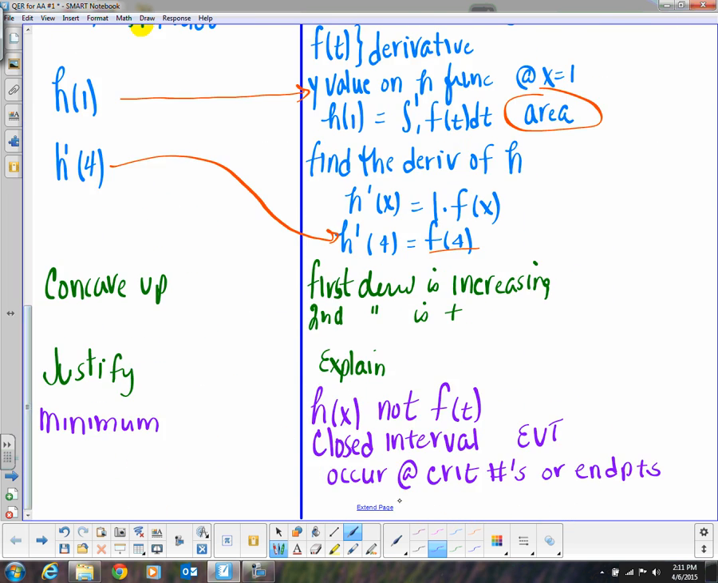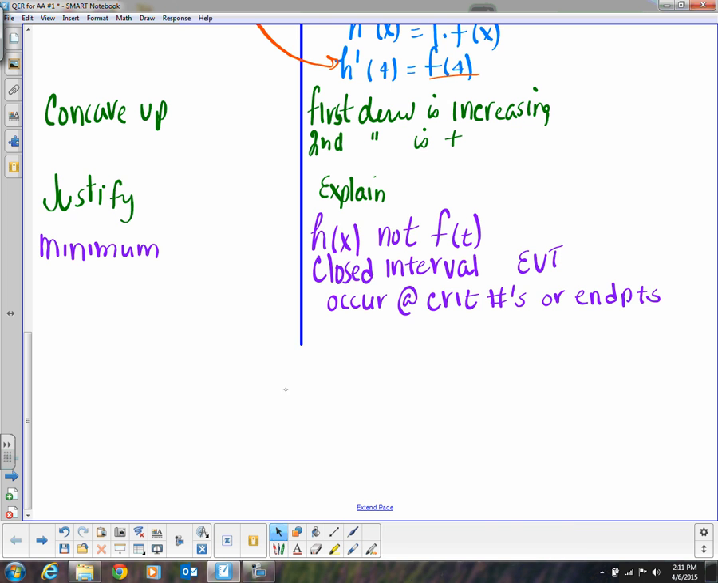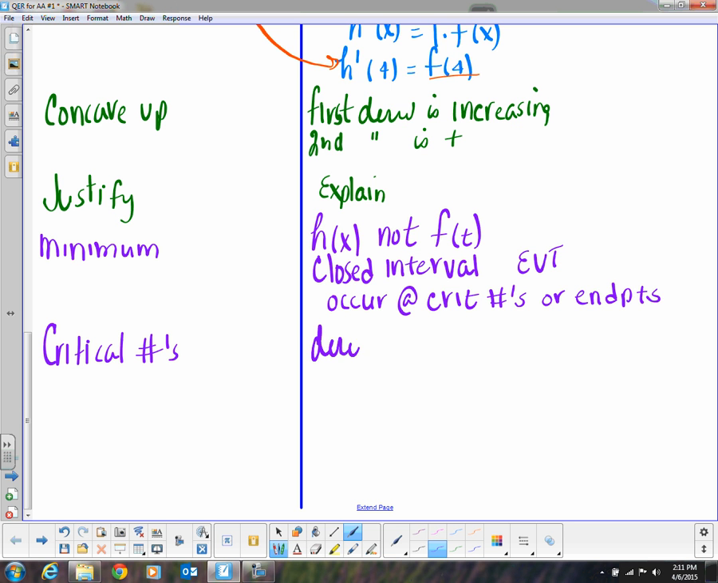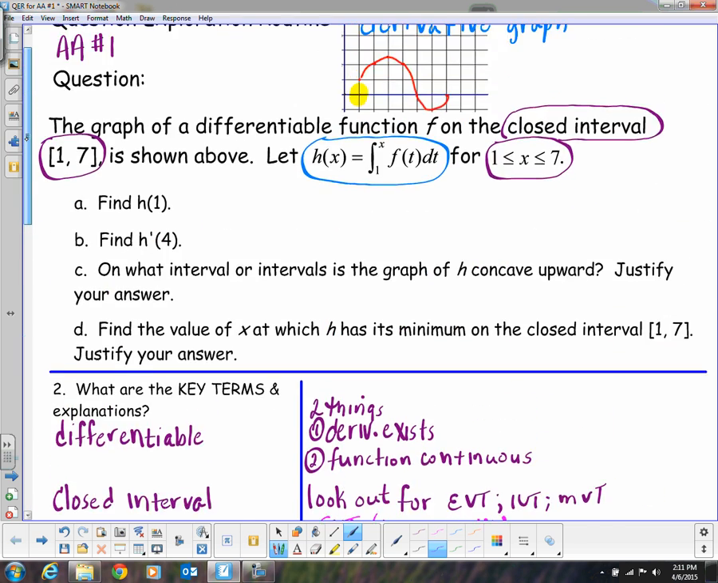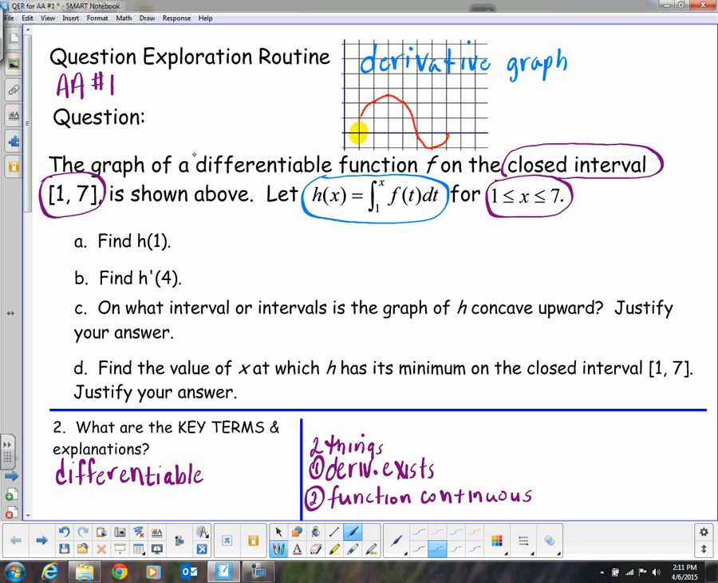So justify your answer. Okay, so I think that maybe I should talk about critical numbers again. Critical numbers is where the derivative is equal to 0 or undefined. So I think I've gotten pretty much all my important words. So I know I've got a derivative graph. I know I'm looking out for special theorems, and this one down here says it's probably going to be extreme value theorem. This tells me that I'm going to be substituting into my function, which means I'll be finding area.